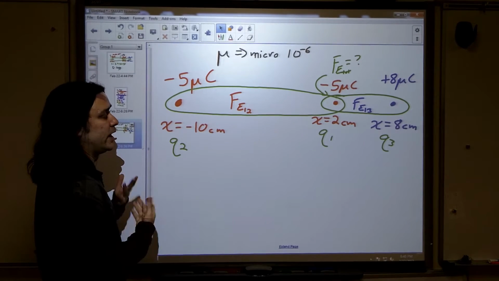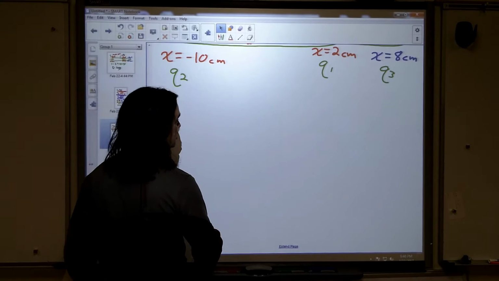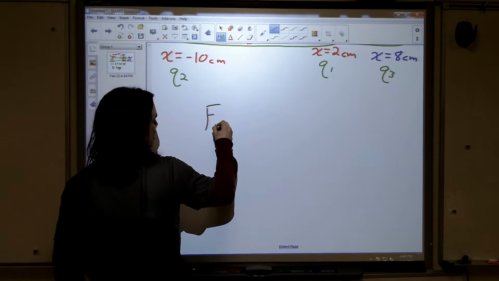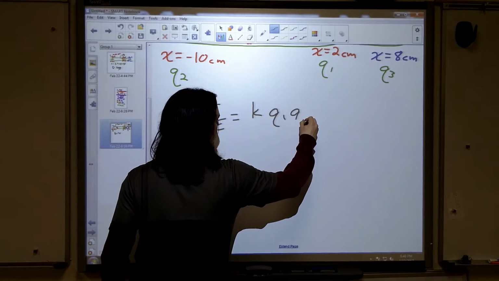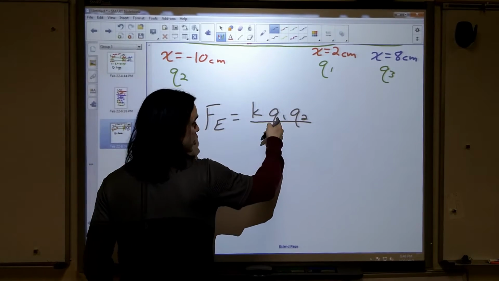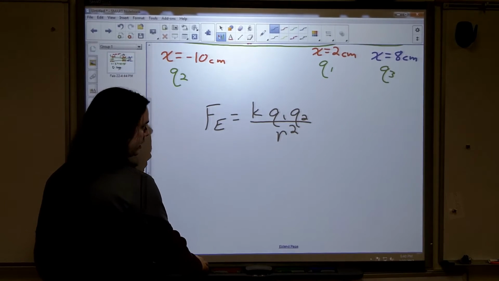All right, well, we have an equation for finding the electric force or the electrostatic force. They both mean pretty much the same thing. It is Coulomb's law. Coulomb's constant times the charge times the other charge divided by the distance between them squared.